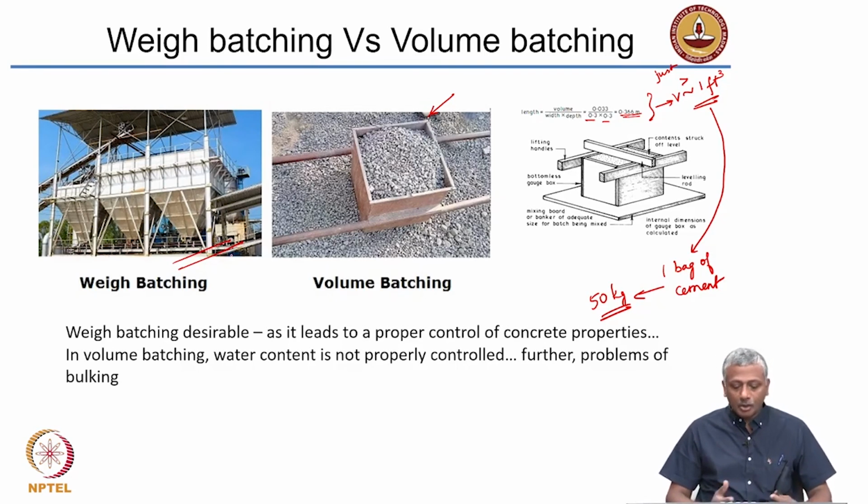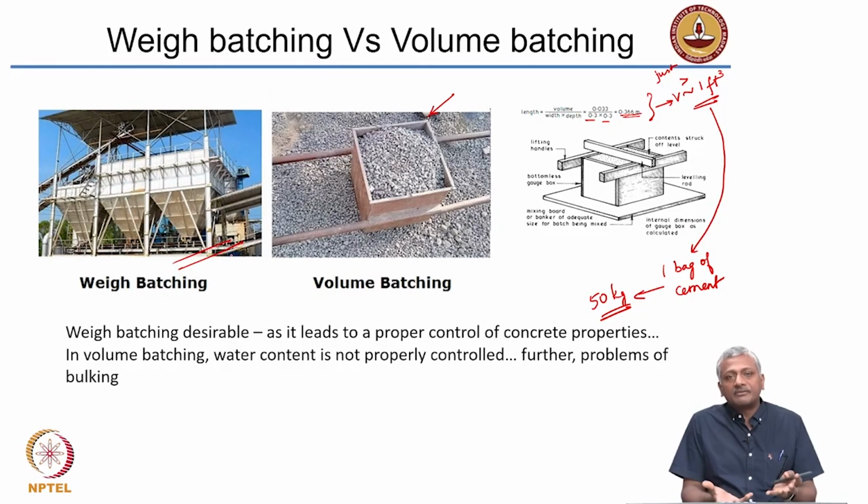Okay. I already talked about the fact that when you have volume batching, you can't control concrete properties well enough because there is no clear measure of the amount of water that you add, and secondly, you'll have problems of bulking when sand is stored out in the open. When moisture affects the sand, it will increase the volume of the sand without really having that much sand. You'll think that you have enough sand, but in reality there will be a lot of moisture present inside.